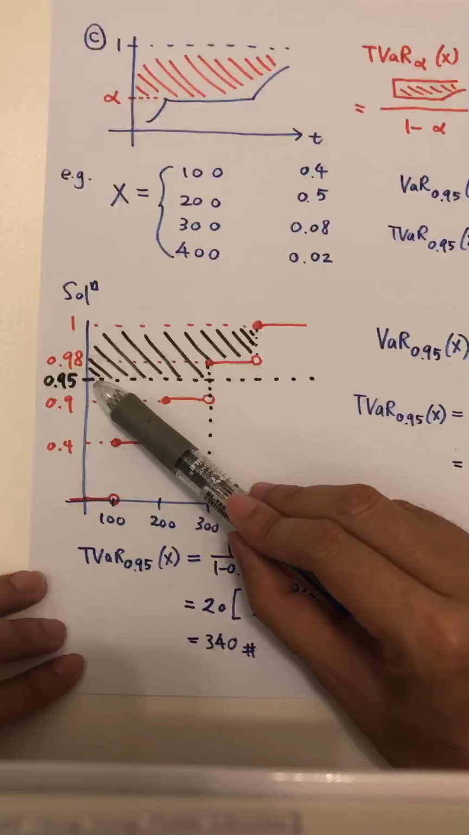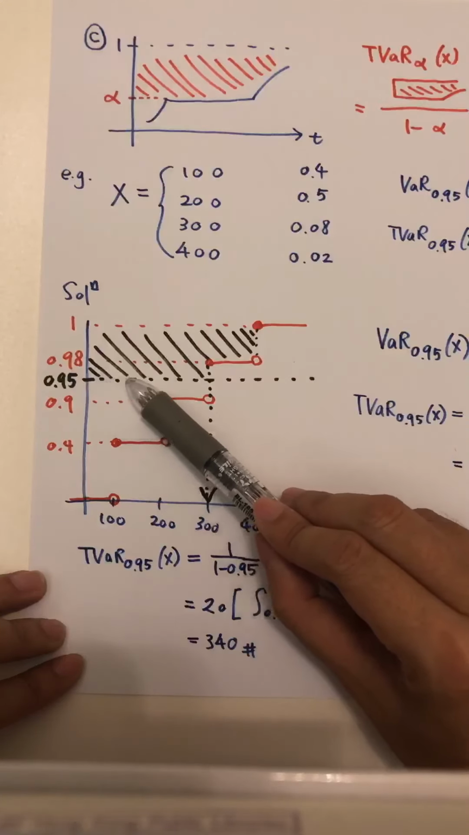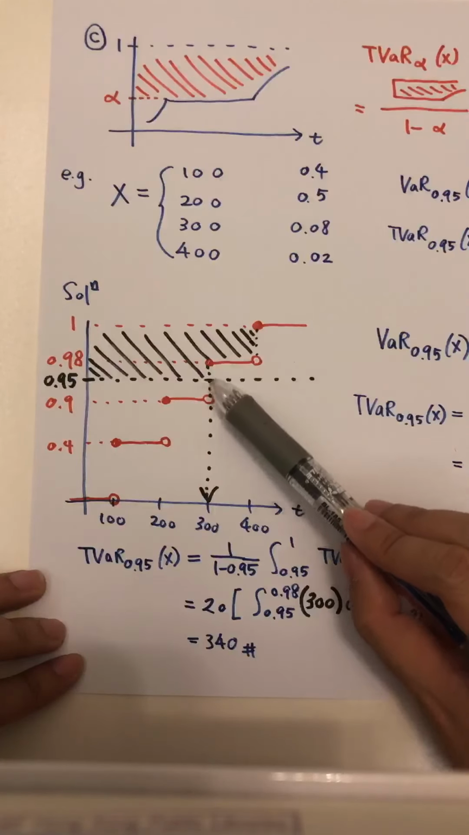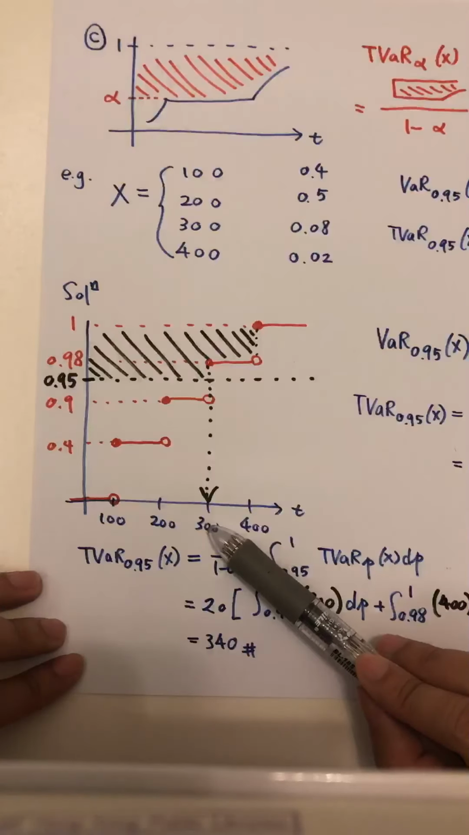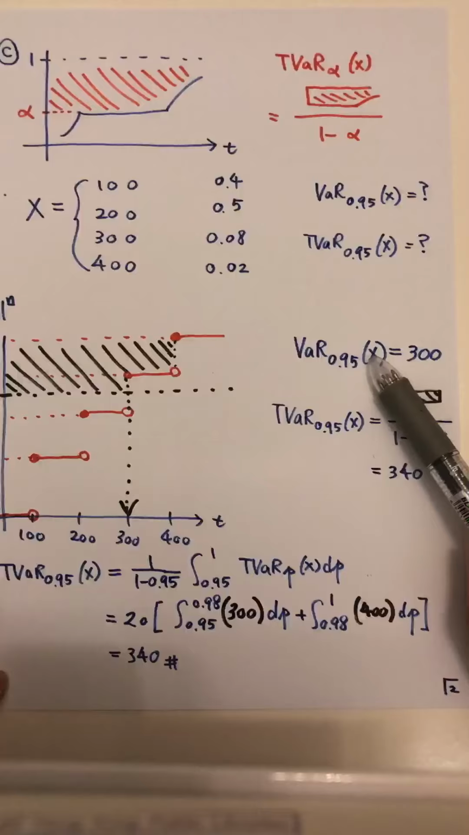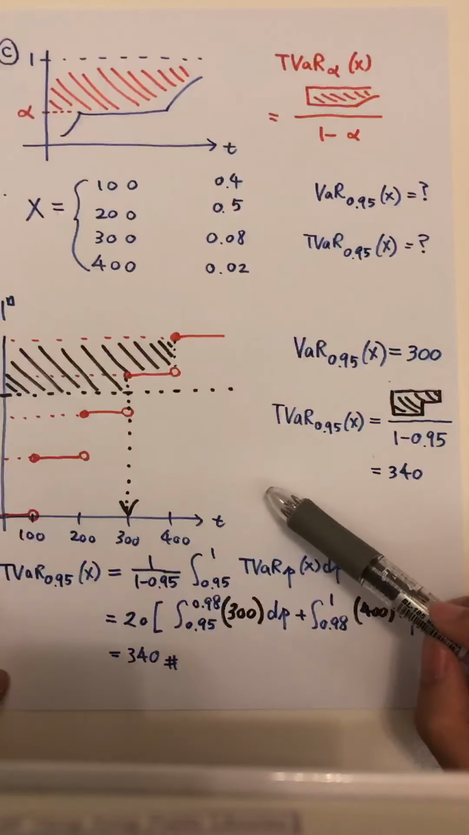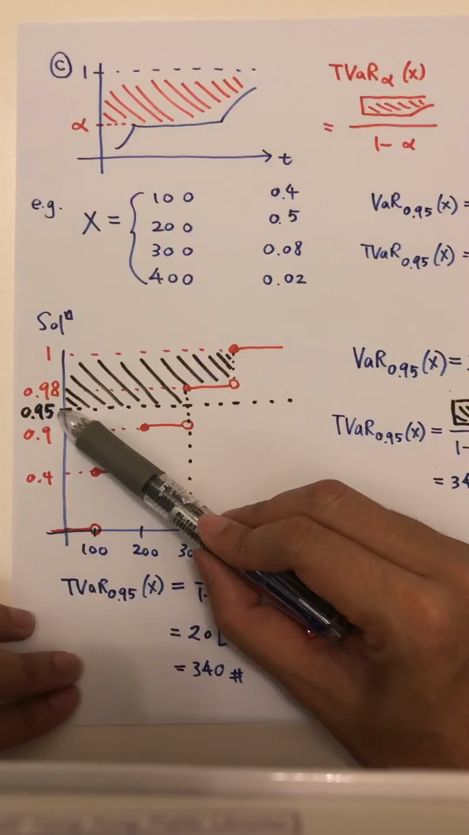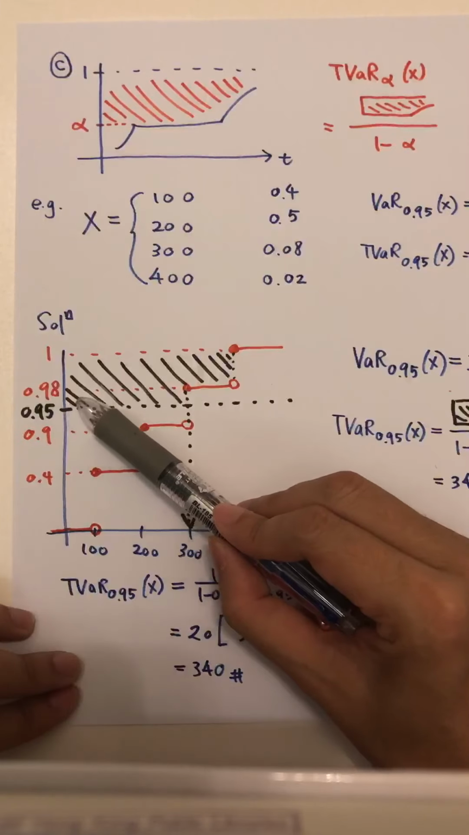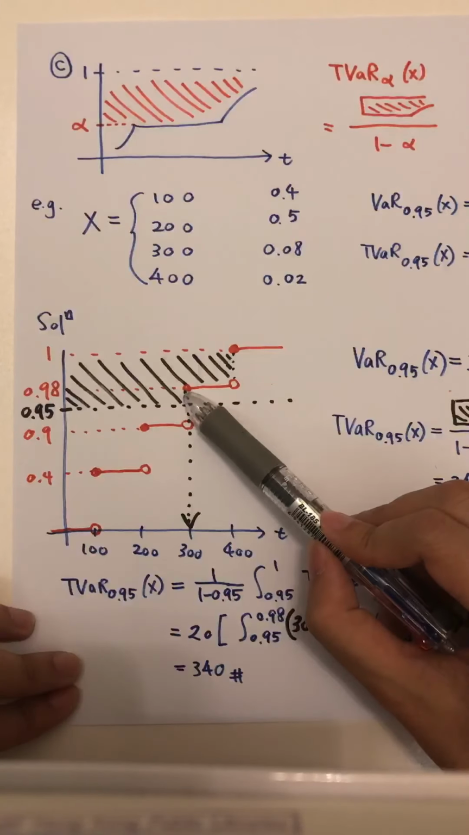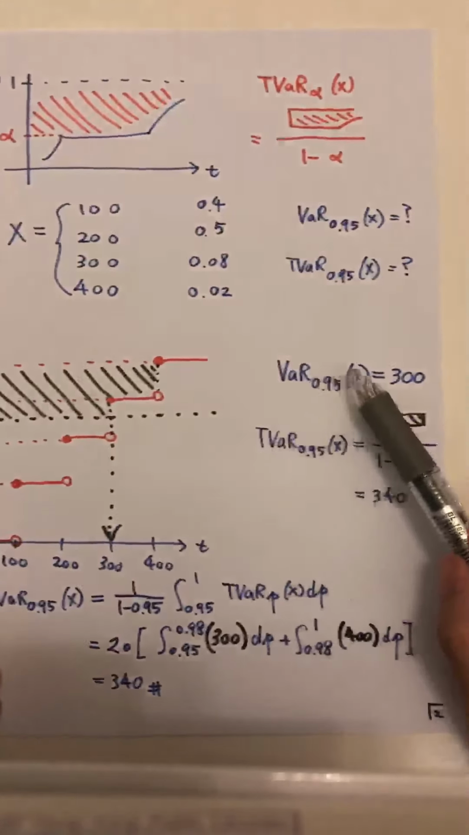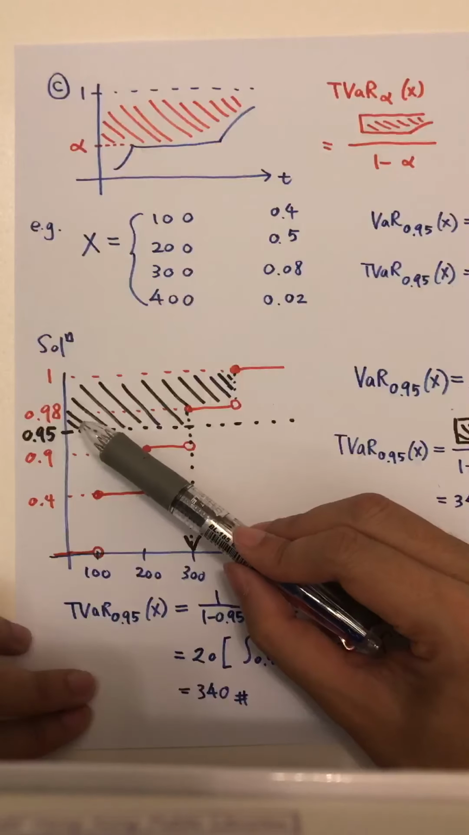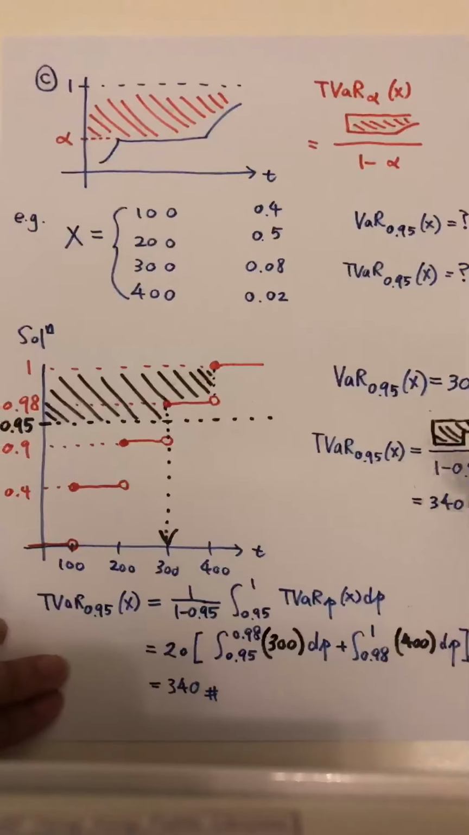This time we look at the horizontal line at 0.95, and we see that there's no intersection because of the jump here. The CDF jumps at this level at 300. Therefore, the value at risk at level 0.95 is 300. If I change the number from say 0.95 to 0.96, the conclusion is the same. When you draw the horizontal line at 0.96, again no intersection because of the jump at 300. So the 96% VaR is still 300, and similarly 97% VaR is still 300, etc.